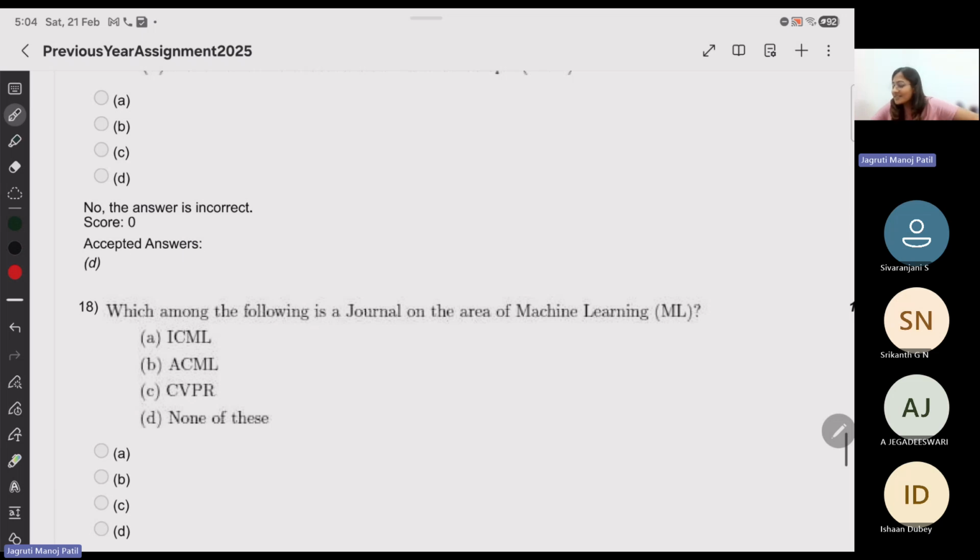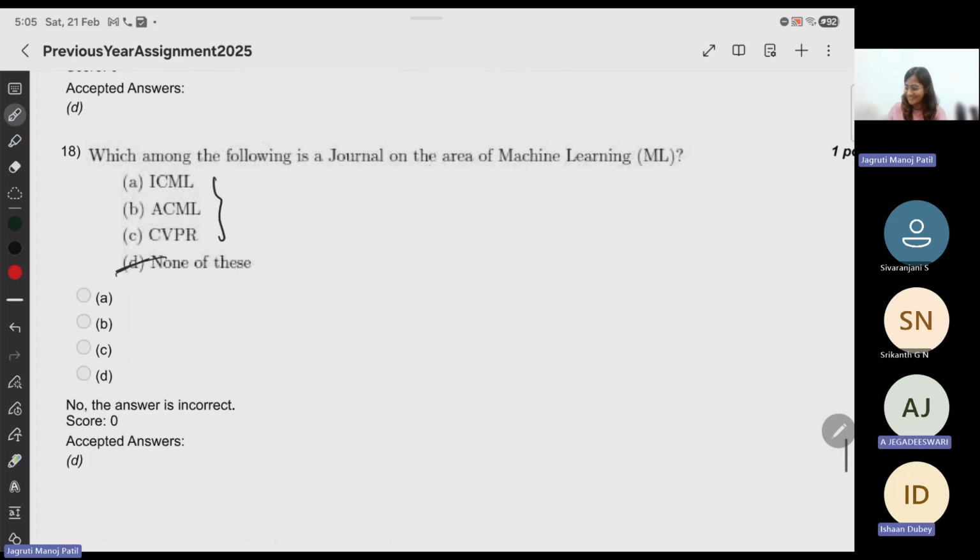Okay, so this type of question won't come in your exam. The top three are conferences, not even journals. So none of this will come.